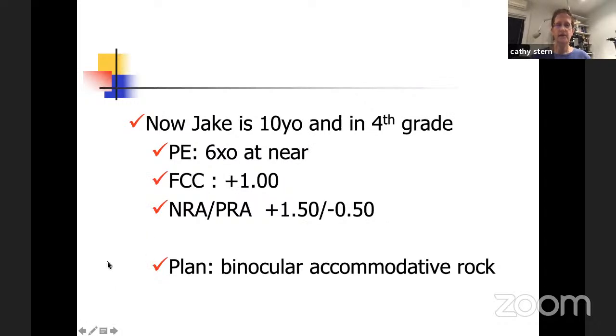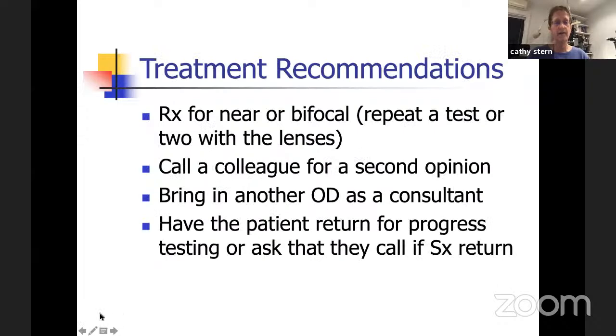And now he's 10, now he's in the 4th grade, comes back, he's 6 exo at near. That fused cross cylinder is +1, so he's still showing wanting that near, and his NRA, PRA is still not great. So what are we going to do next? Well, we might give him some accommodative work to do at home if I don't put him in a full office program. But the thing is, you can easily give them an RX for near or a bifocal or a multifocal or whatever you're comfortable doing these days.